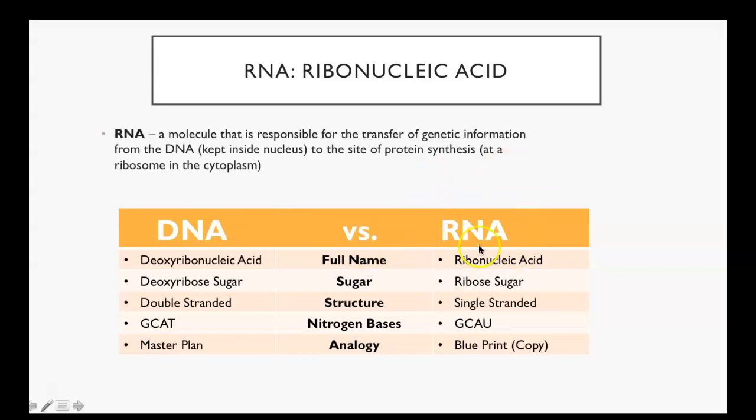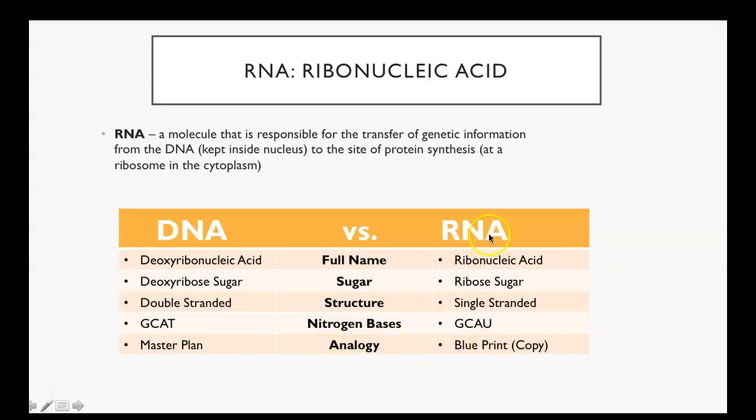However, on the other side here, we have RNA, which is ribonucleic acid. The sugar used in RNA is just a simple ribose sugar. The structure is single-stranded. Because I've mentioned before, RNA is a copy of DNA, RNA is only going to be a single strand, and that single strand is going to be a copy of a specific sequence from our DNA molecule. The nitrogen bases in RNA are going to be guanine, cytosine, adenine, and uracil. So no longer will we have thymine in RNA. That's a big change.